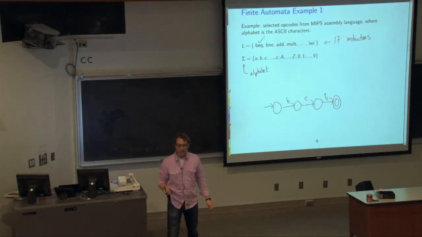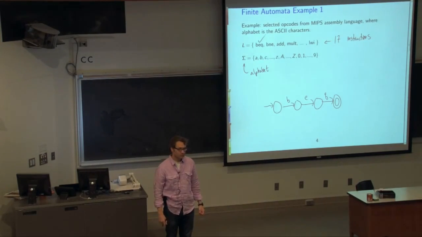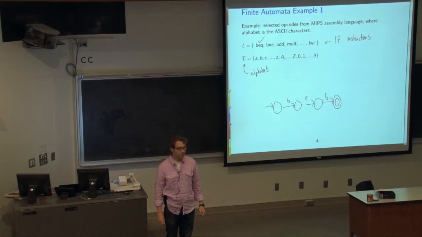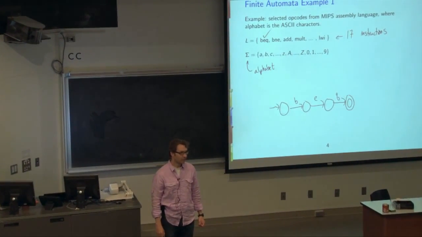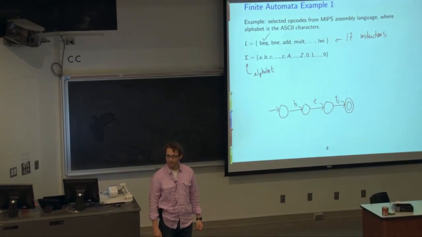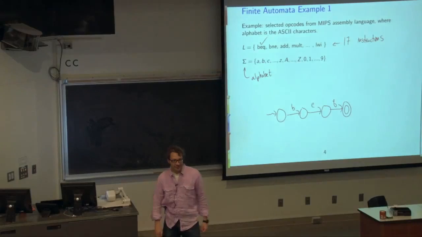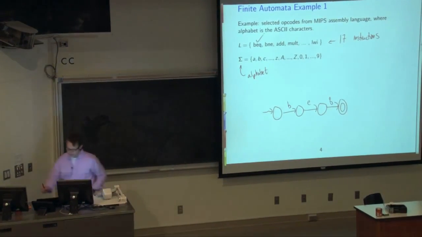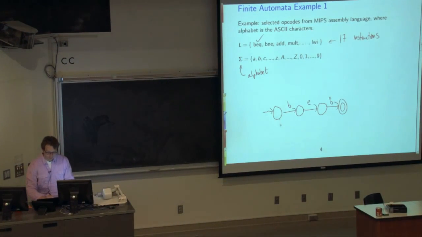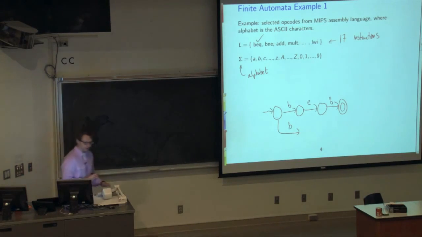How would I handle B and E, which is a branch not equal to instruction, if you care? What do I do? You're all going to fail. Yes? Same thing, a new path. Okay, starting from here, like draw a B down. Okay, that is a good idea, but premature. Okay?